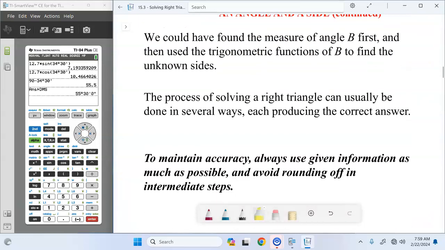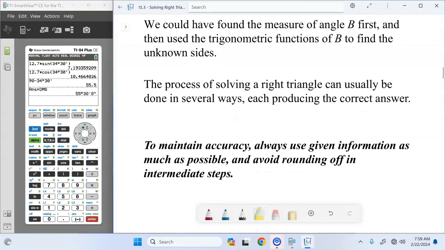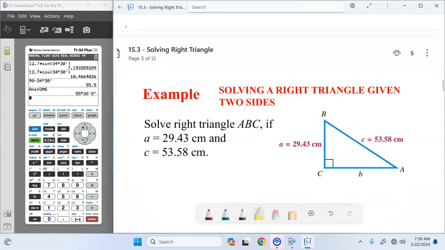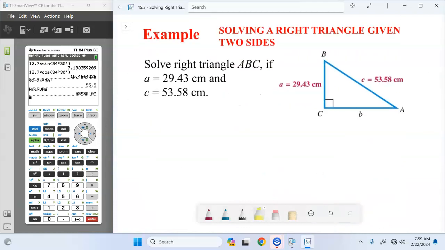Okay, and that's what this is basically saying. You want to make sure that you use the information that's provided, and if at all possible, avoid rounding early. Okay, if you're using your calculator and you're doing this, the 12.7 times cosine of everything, if you're doing it all at once, you don't have to worry about that.